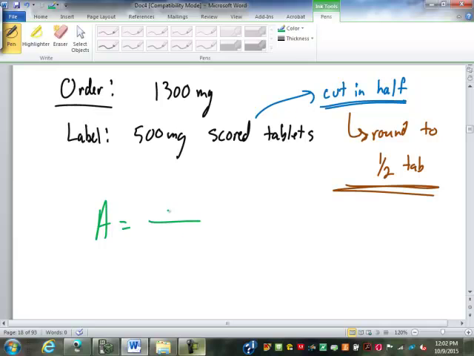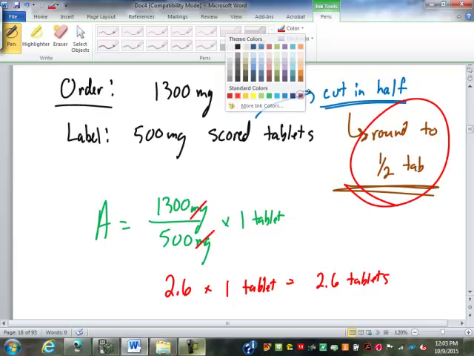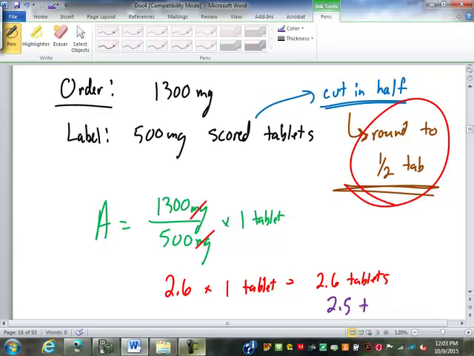So what goes on top? 1,300 milligrams. On bottom, 500 milligrams. Times 1 tablet. Milligrams divide out. 1,300 divided by 500 is 2.6, times 1 tablet is 2.6 tablets. But we round to the nearest half. Very good. So that's going to end up being 2.5 is what you're going to actually administer.